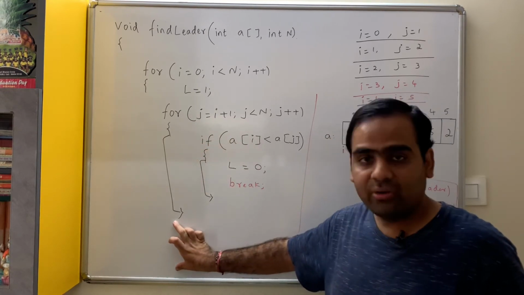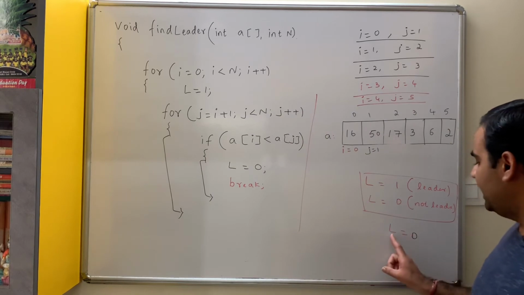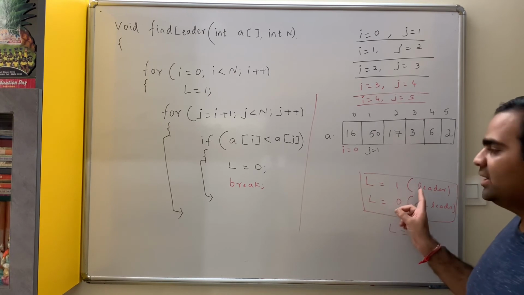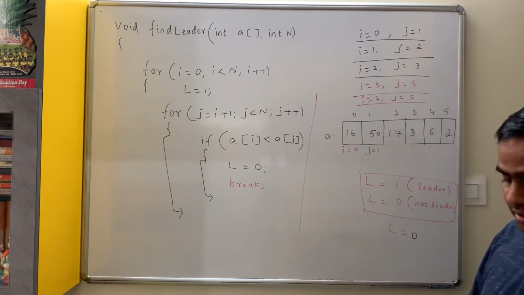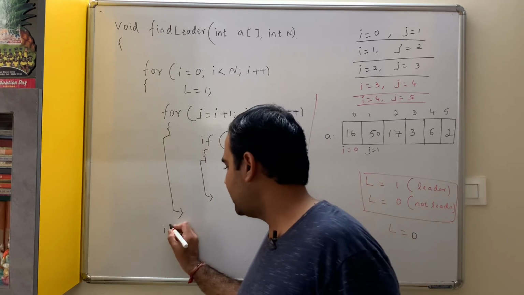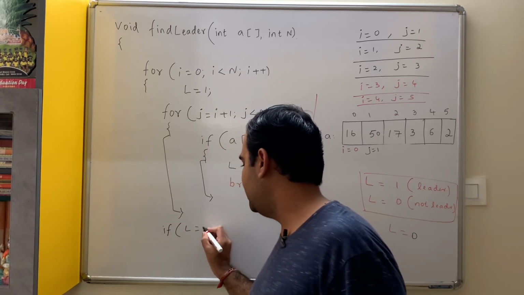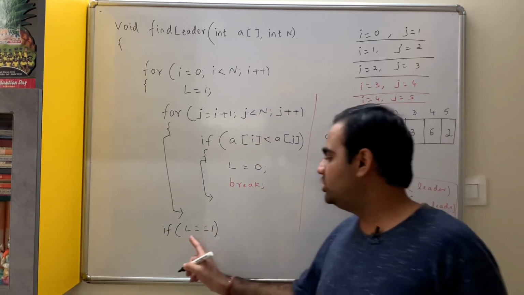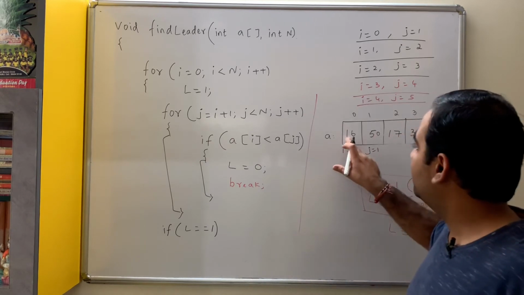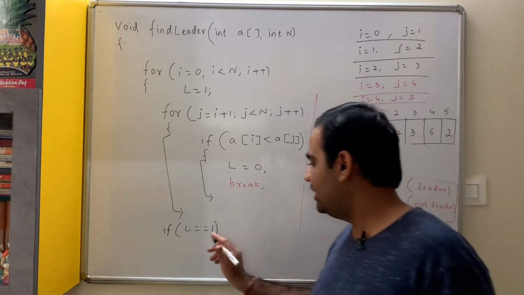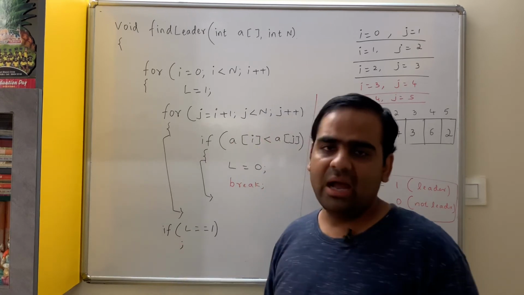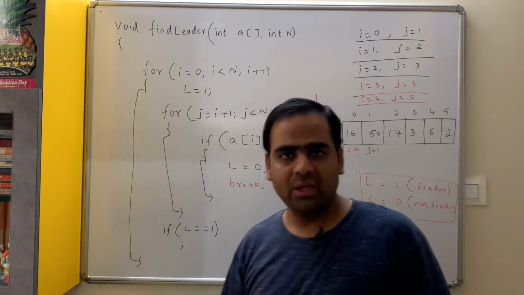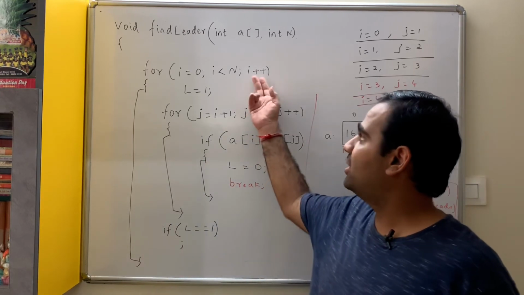Now after I come out of the jth loop, I have two options. If the value of L is 0, it means it is not a leader. If the value of L is 1, it means it is a leader, and the question is to display the leaders. Therefore, I shall write here if the value of L is equal to 1. Now, what is the value of L? The value of L is 0. 0 equal to 1 is false. Therefore, 16 cannot be the leader. Now, if L is 1, what to do? We will see it in some time. As of now, I put a semicolon, which means I do not want to do anything. Now, again I say I plus plus.